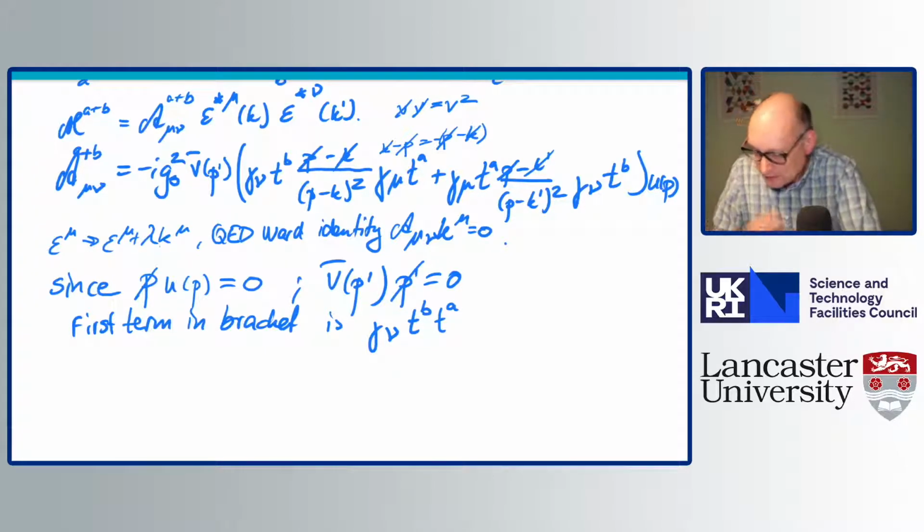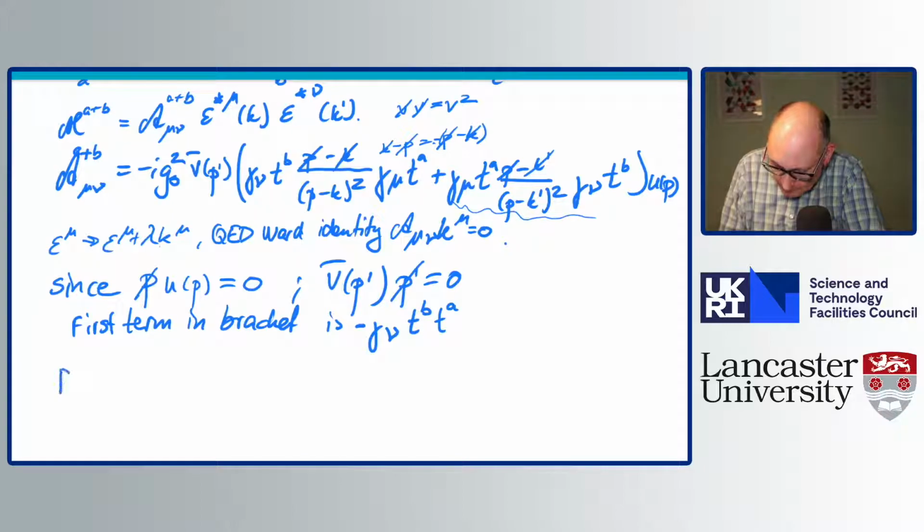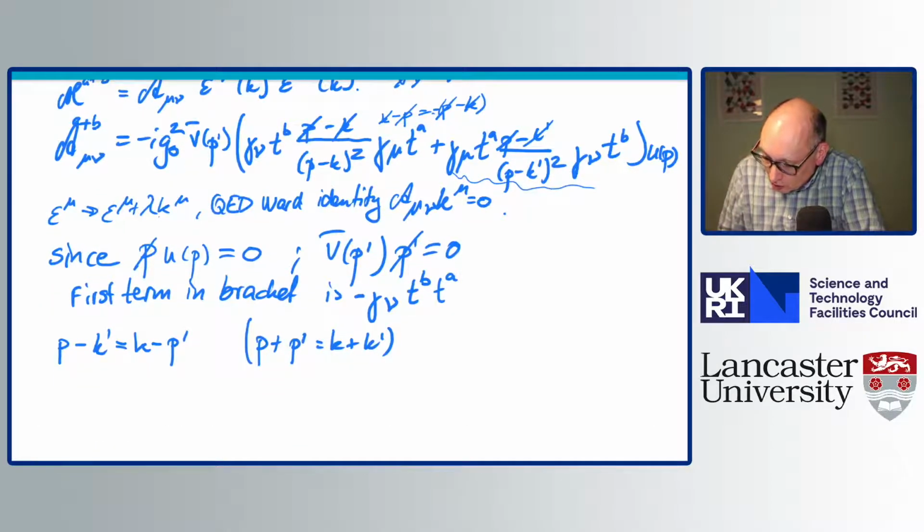Okay? Now, we had an extra minus, right? So let's see what we can get with the second piece of this term. We first note that p minus k prime, let's forget the slashes, p minus k is equal to k minus p prime, right? And that's because momentum conservation tells you that p plus p prime is equal to k plus k prime. Good. So in our second piece here, every time we see a p minus k prime, we can write that as k minus p prime. We can also do that with slashes.